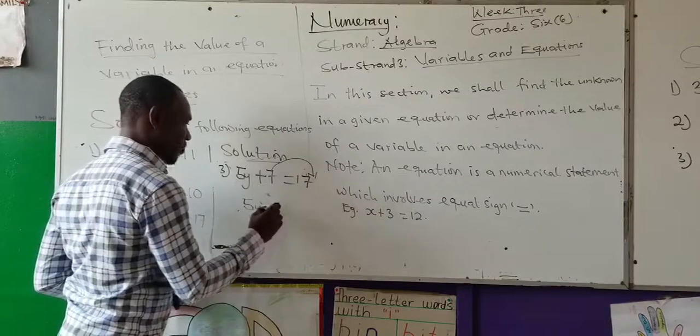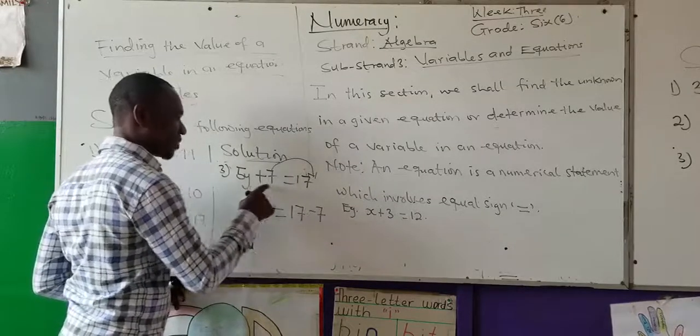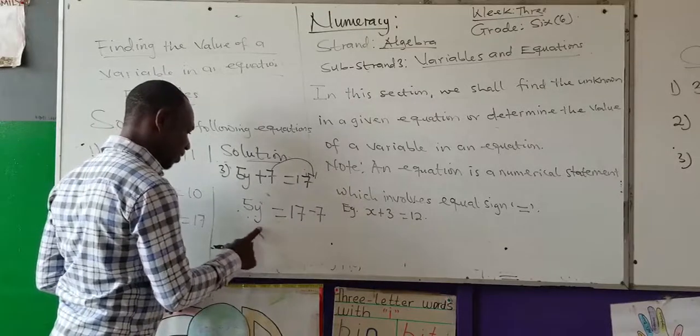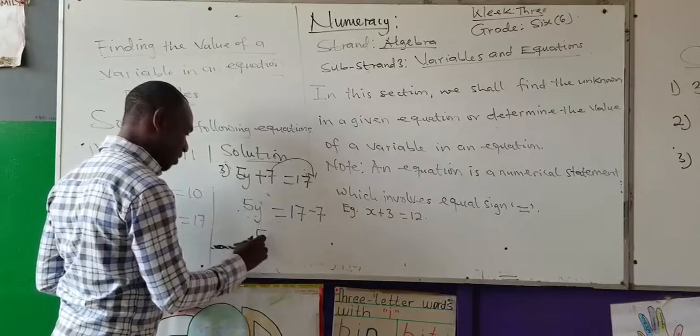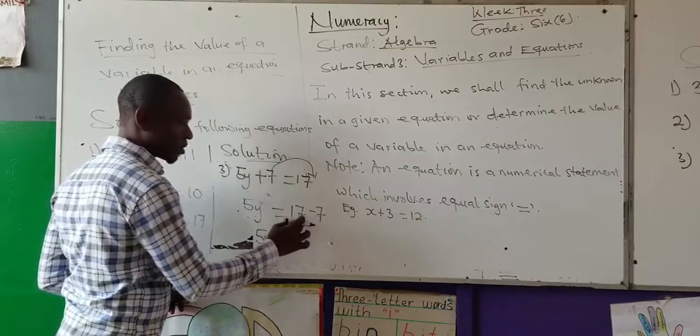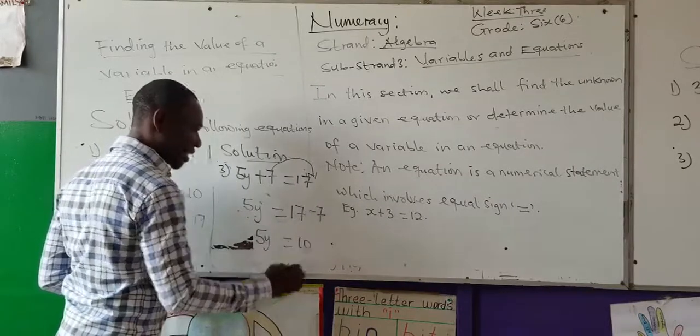So it becomes 5y equals 17 minus what? 7, because it's positive, so it becomes negative. So you have 5y. Here you can't remove the y straight because it is attached to something. You have to just continue to subtract. So you subtract this number, so it can be subtracted, and that will give us 10.